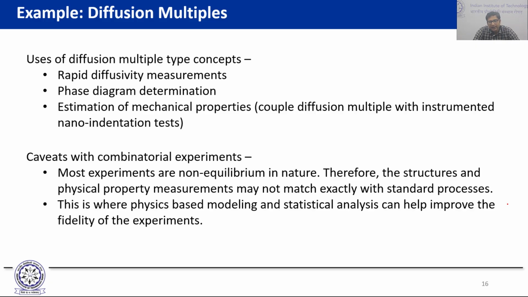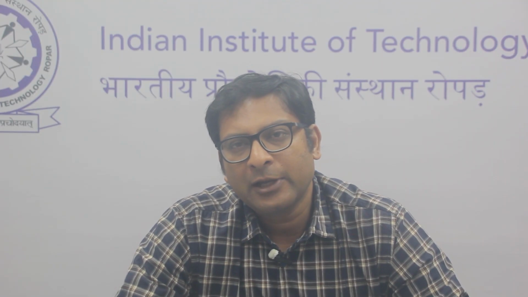That's one thing. And second thing is, if you are somehow certain that this type of combinatorial experiments is not really capturing the physics of the near equilibrium processes, if you can do the computational modeling, you will be able to generate some synthetic data with which you can start training your machine learning model. But then that is a separate discussion. Next time we are going to talk about high throughput characterization, and after that we will talk about synthetic data.